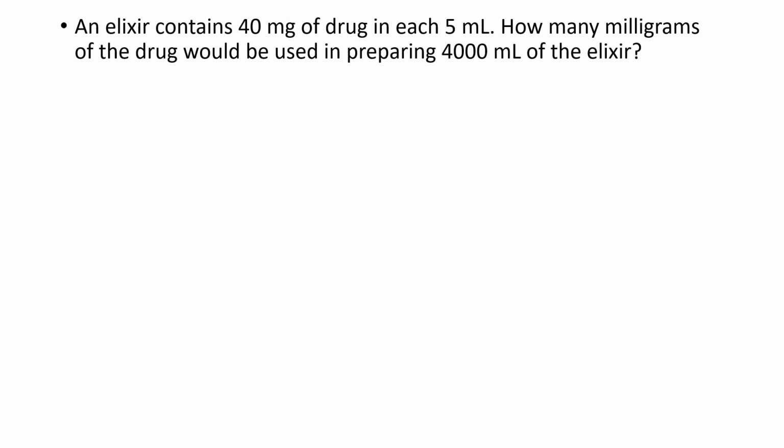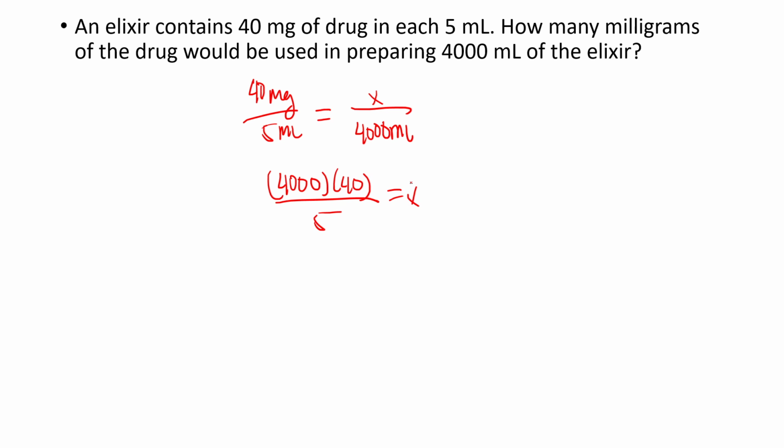An elixir contains 40 milligrams of drug in each 5 ml. How many milligrams of the drug would be used in preparing 4,000 ml of the elixir? So the ratio is 40 milligrams per 5 ml. We're going to prepare 4,000 ml. How many milligrams do you need? So let's rearrange: 4,000 multiplied by 40 divided by 5. We'll get X. So you need 32,000 milligrams of the active drug.